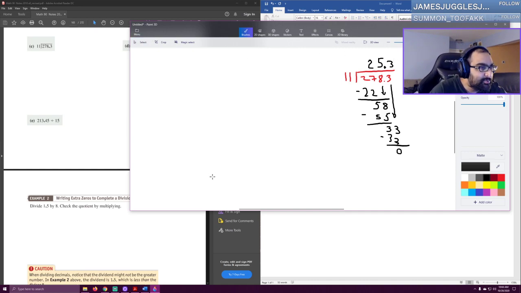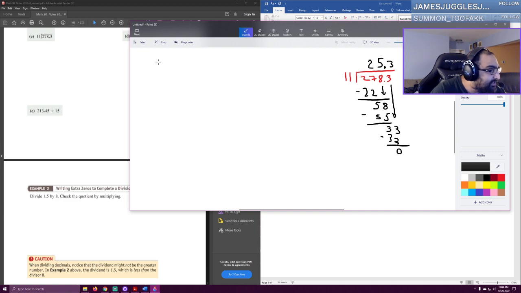Now, the next problem we're going to do here is this second example that you see on the handout. So we're going to take 1.5 and divide it by 8. Okay, so 1.5 divided by 8. First and foremost here, let's answer this question. What number goes on the outside and what number goes on the inside?